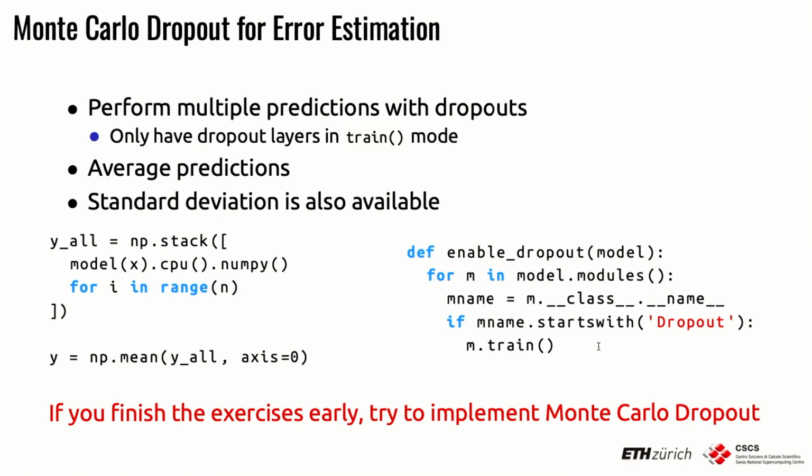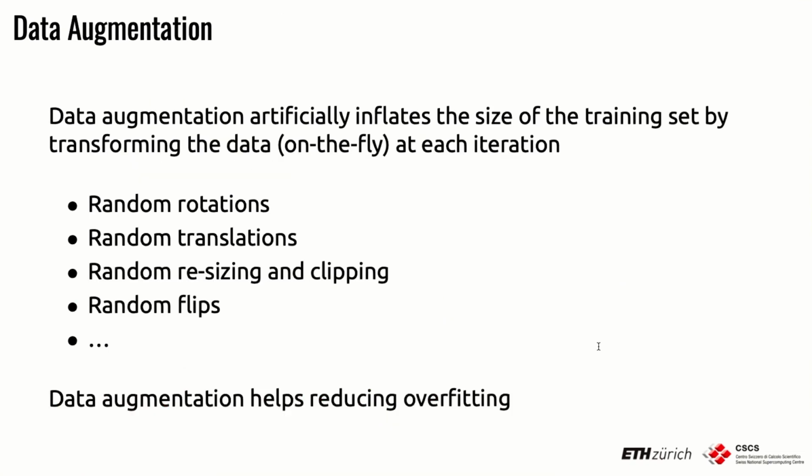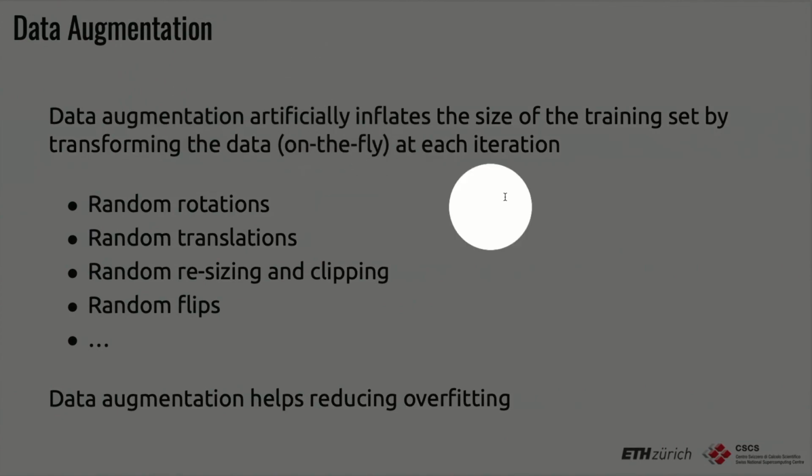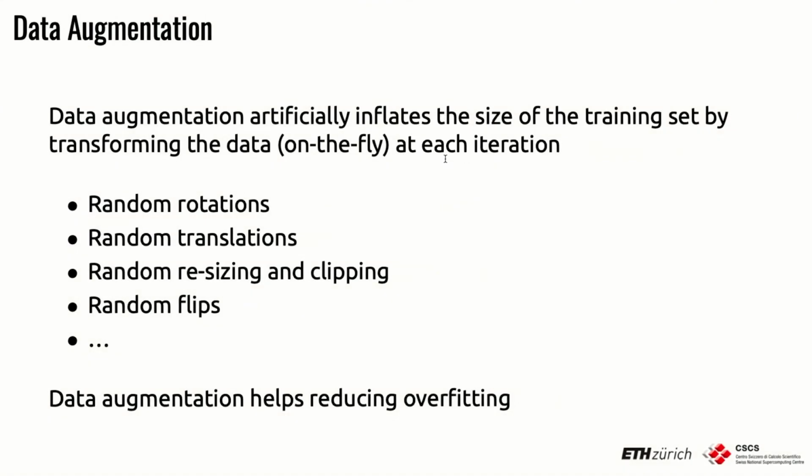If you finish the exercise early, you can try to implement it on the notebooks. And then another technique, which maybe answers a bit your question, is that sometimes you don't have a lot of data, or the data is very similar. So sometimes you can artificially increase the data you have by doing data augmentation. Data augmentation artificially inflates the size of your training set by transforming the data at each iteration in a way that cannot be really distinguished from the original data set.